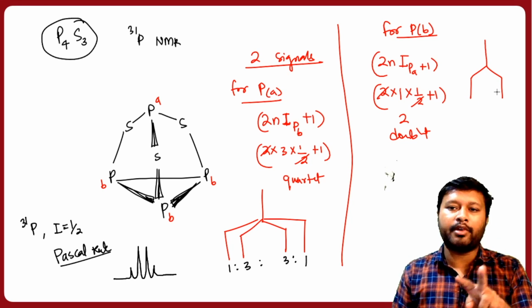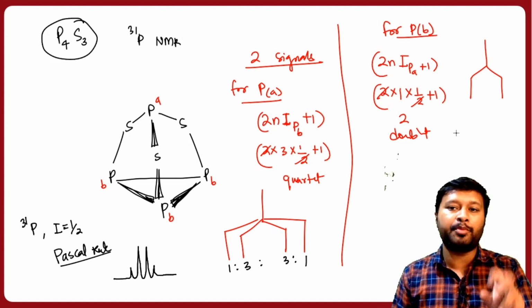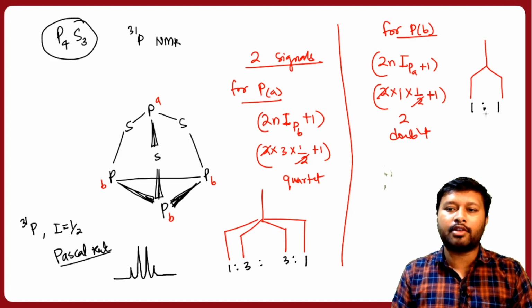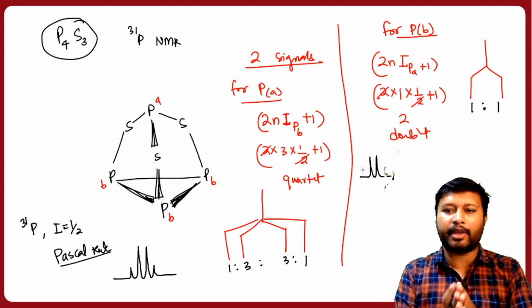And for the doublet, here again, because phosphorus is doing all these things, the I value of phosphorus will be used, and the I value of phosphorus is half, so it will follow Pascal's rule. And for 2 peaks we have a ratio of 1:1. So how is that peak going to look? This peak will look like a doublet like this, meaning 2 peaks of equal intensity. So this is how the spectrum is going to look.